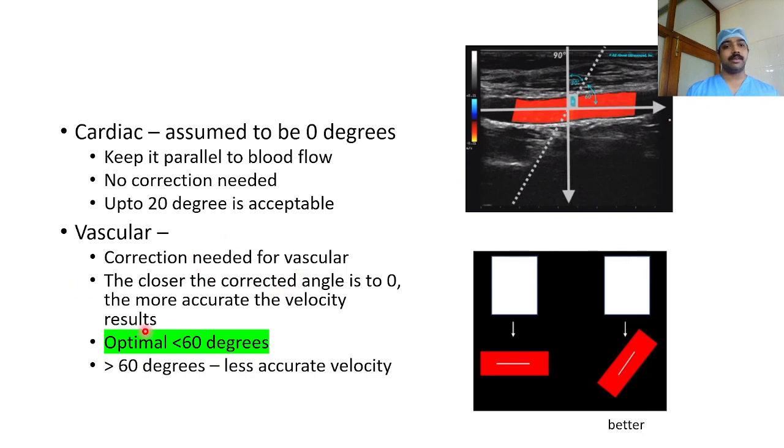Whereas for vascular and all, correction is needed. The closer the corrected angle is to 0, the more accurate the velocity result. And if it is more than 60, the velocity determination will be inaccurate. This is when we are considering the vascular. Optimum is less than 60, whereas for cardiac it should be kept less than 20 degrees.